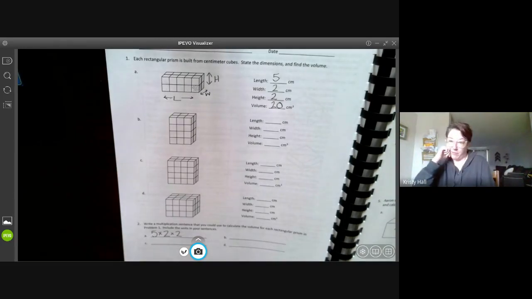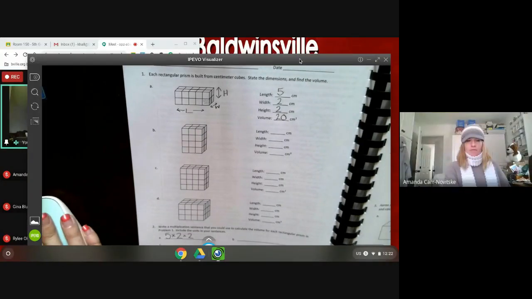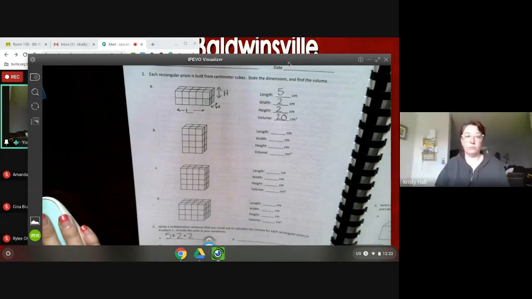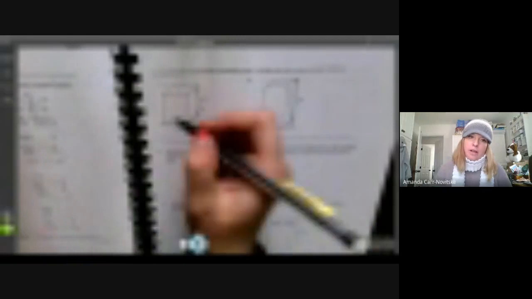Does anyone have a question about what I did there? No? Okay. And make sure that you are marking your length, width, and height. You see that they took away the blocks. Did somebody have a question? No, I was just telling them to make sure that they're labeling the length, width, and height, how you did to start, and do it for each one.